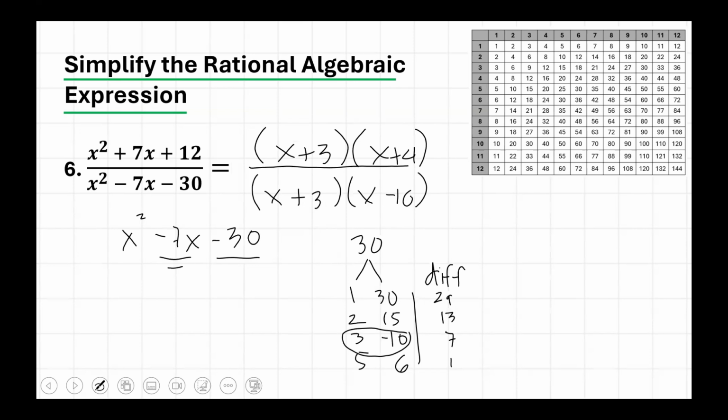Now, x plus 3 on the numerator and x plus 3 on the denominator, we can cancel them out. And that will leave us our simplified form, which is x plus 4 over x minus 10.